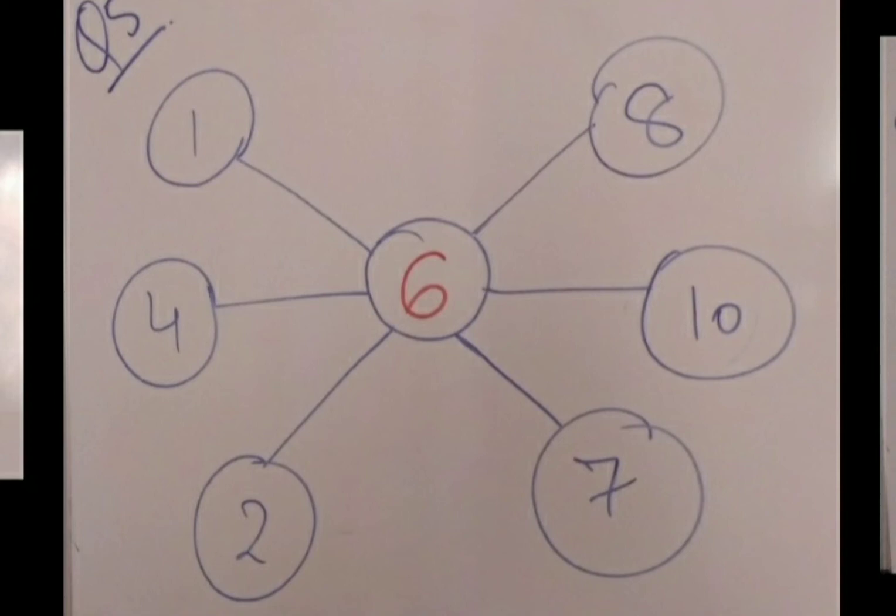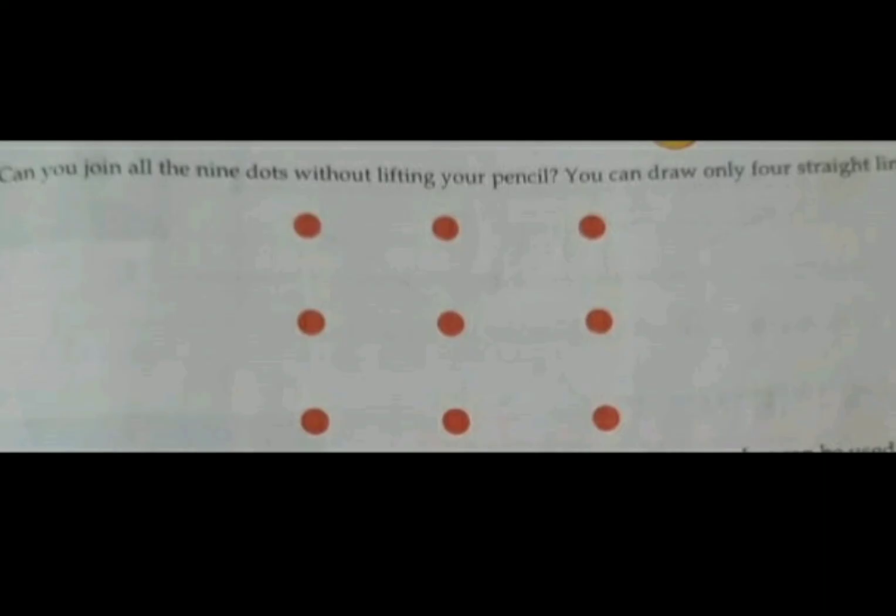Next we come to a question that is again a fun question. We have to draw 4 straight lines joining all the red dots without lifting our pencil. That means we need to draw 4 lines without lifting our pencil, and we should make sure that all the 9 red dots are covered in the diagram. This is a fun exercise, you should do it yourself.